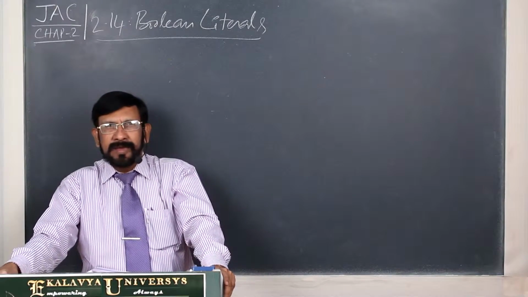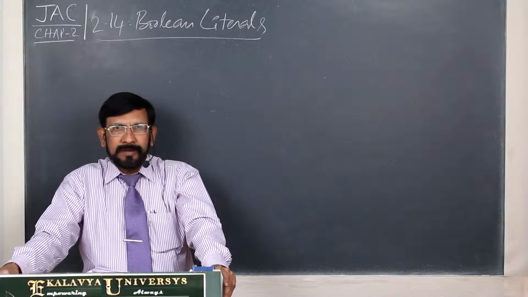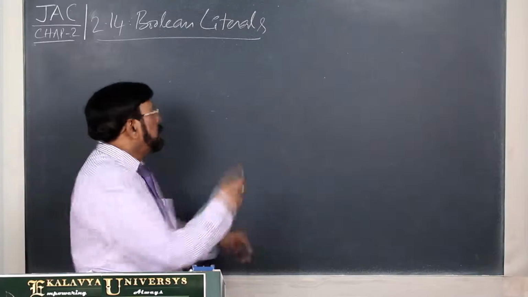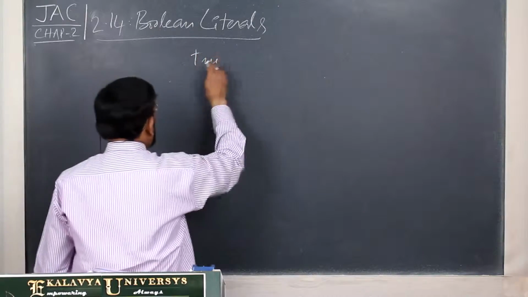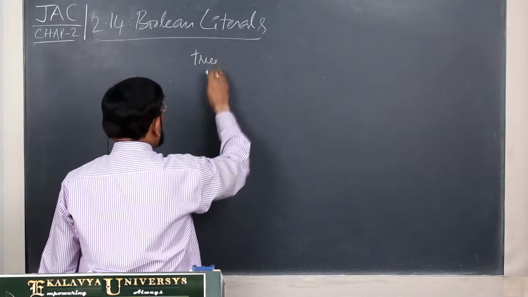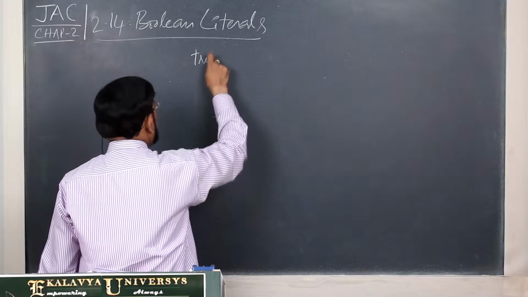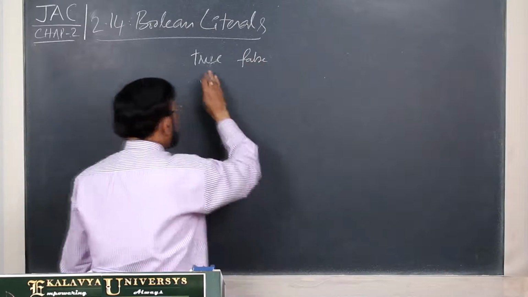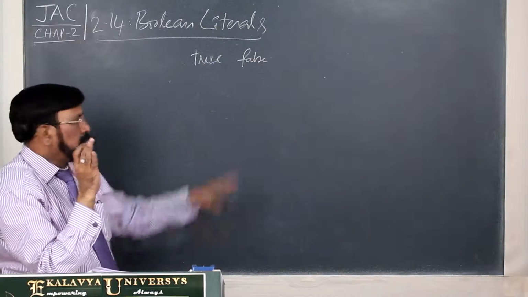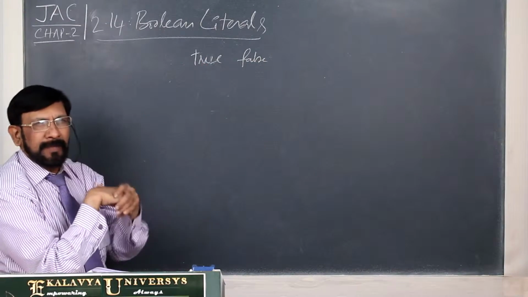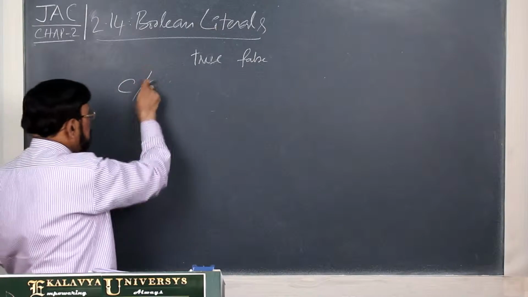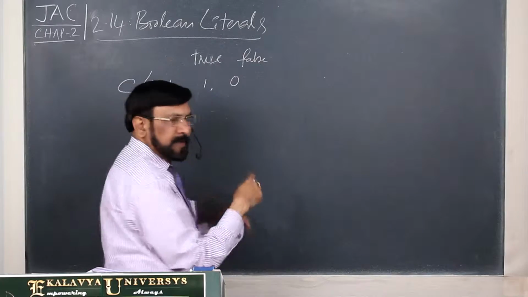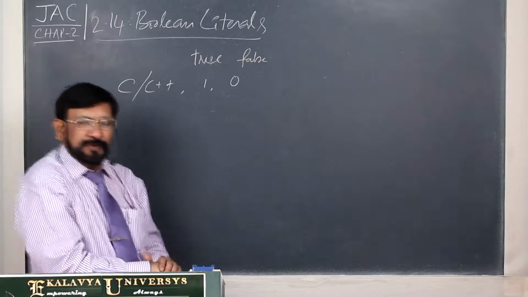Those are named Boolean. Boolean deals with only two literals, one is true and the other is false. As a word we write true, and the second one is false, in lower case. If you write in uppercase or mixed case, it leads to an error. As far as C or C++ are concerned, those are 1 and 0. True is represented by 1, false is represented by 0.